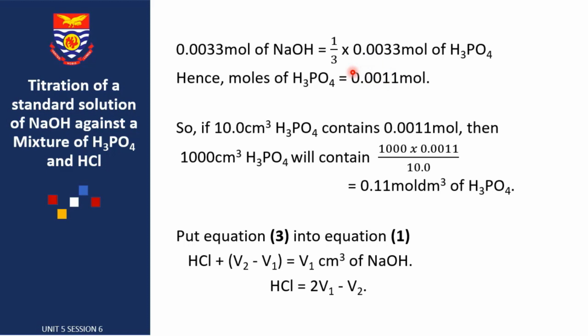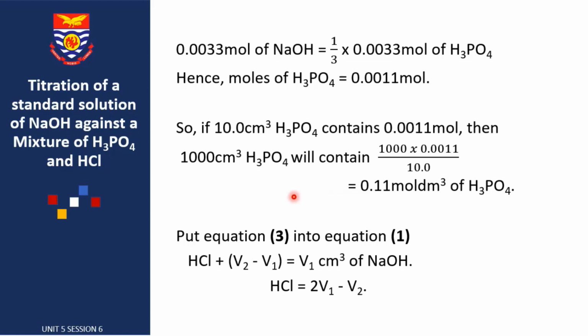So we have to find the moles that will be contained in 1000 cubic centimeters. If 10 cubic centimeters of the mixture contains 0.0011 moles of the phosphoric acid, then 1000 cubic centimeters will contain 0.11 mole per cubic decimeter of the phosphoric acid. So this is the amount concentration of the phosphoric acid. What is next? We have to find that of the hydrochloric acid.